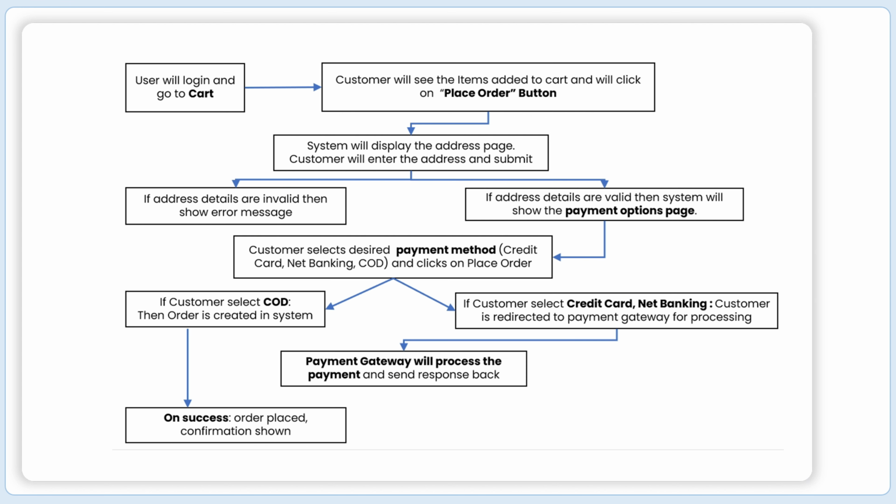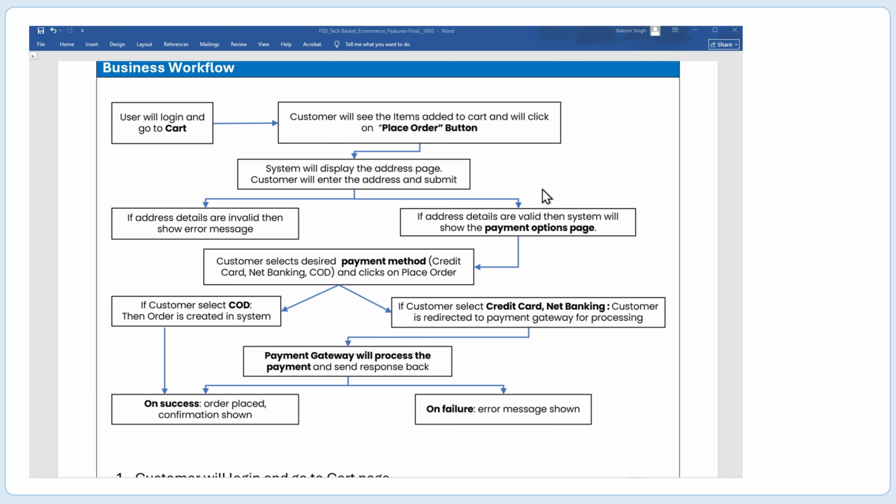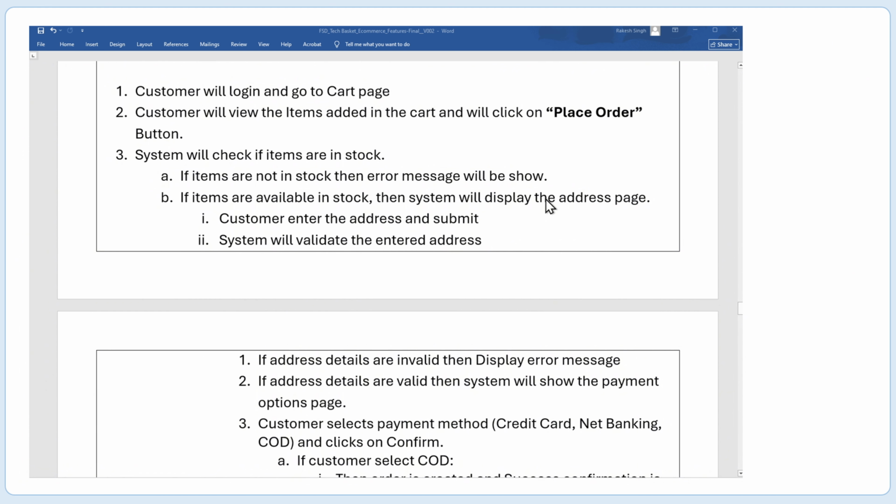Payment gateway partner will process the payment and send the response back. If the response was successful, then order will be placed and confirmation message will be shown to the customer. If the response was failed, then error message will be shown to the customer. So here we see the end-to-end process of how this particular feature will work, right? In a similar manner, we will write the end-to-end workflow in a textual format.